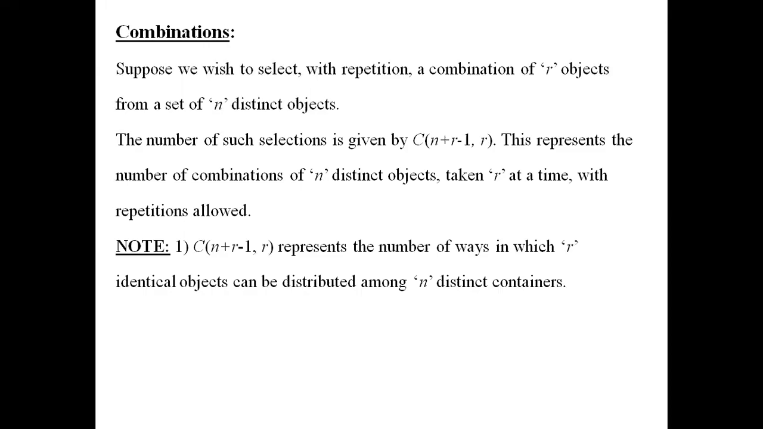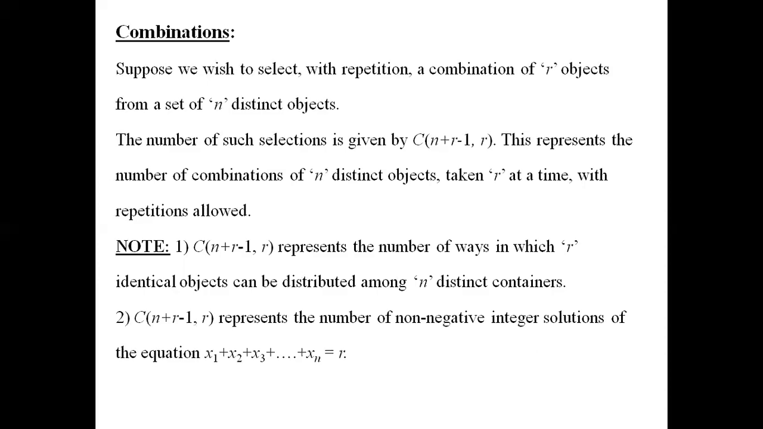Let us note the following points. C of n plus R minus 1 comma R represents the number of ways in which R identical objects can be distributed among n distinct containers. A very important concept while doing problems. So we will be distributing R identical objects into n distinct containers. What we will be distributing is represented by R, and where we'll be putting those objects is represented by n.